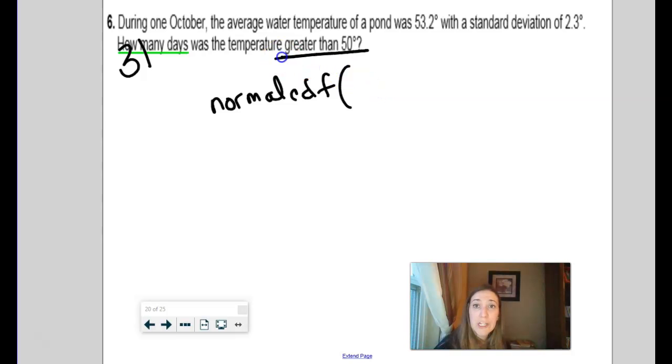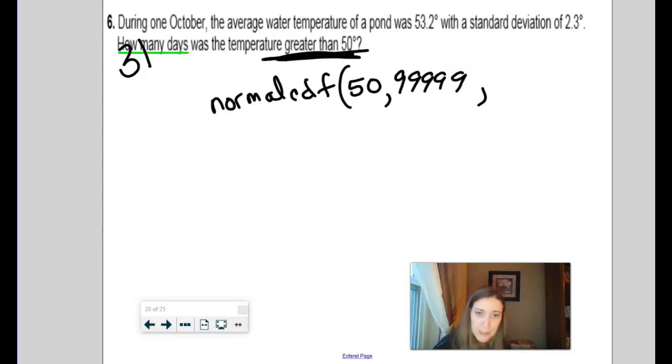Was the temperature greater than 50? So be careful here. This time your lower bound is 50. And then for your upper bound, put something ridiculous in. Put positive 99999. Is your temperature going to get to that? No, but it's okay. All right, your mean average, there we go, 53.2. And then your standard deviation is 2.3. And then I just crank that in the calculator.